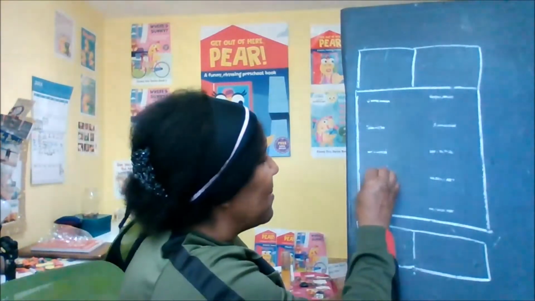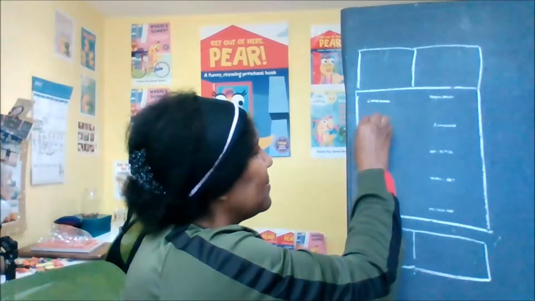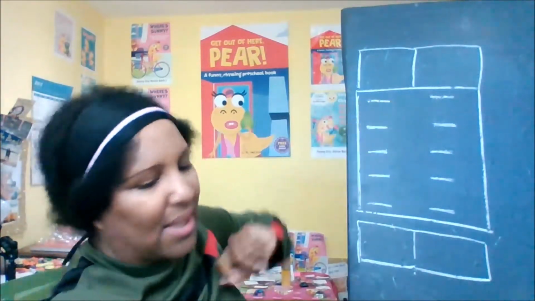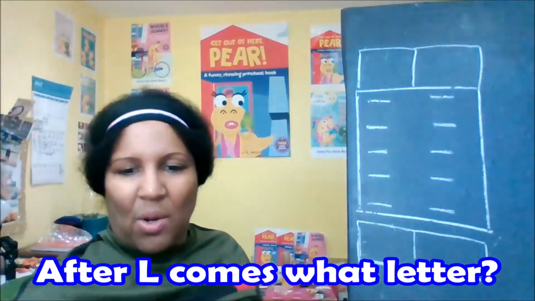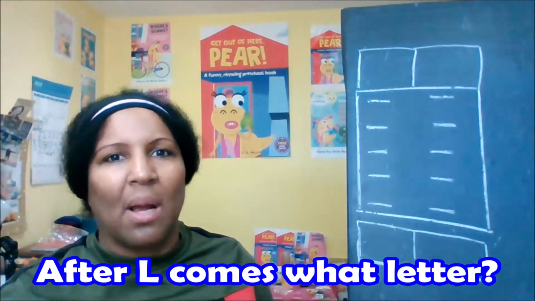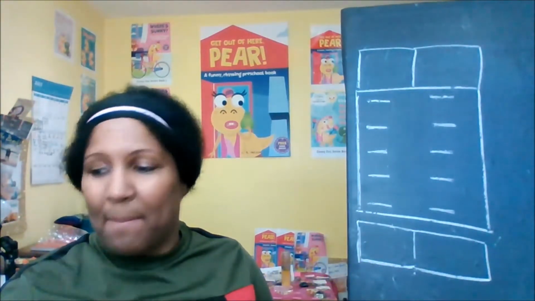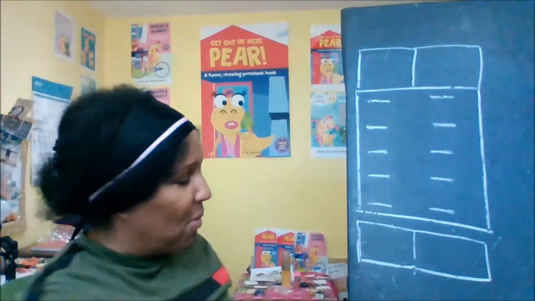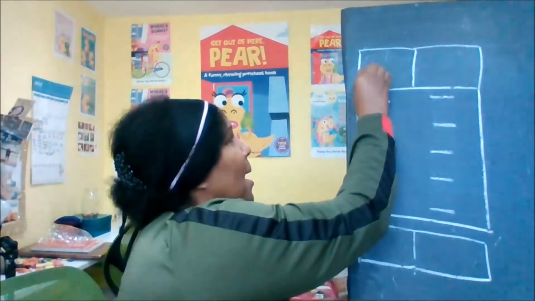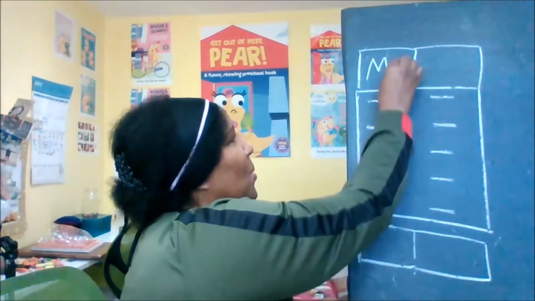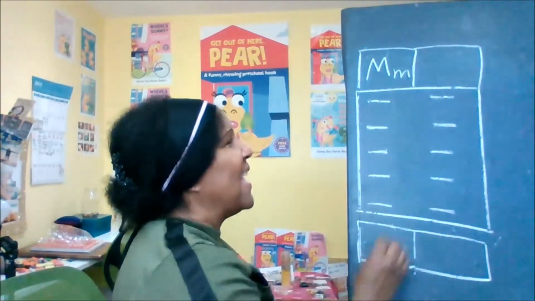So let me fix some of my lines, just using these bottom lines. We're going to use these top lines a little later. All right. So after L comes what letter? M. You said M. You are right. Here's uppercase M, lowercase m, then N.